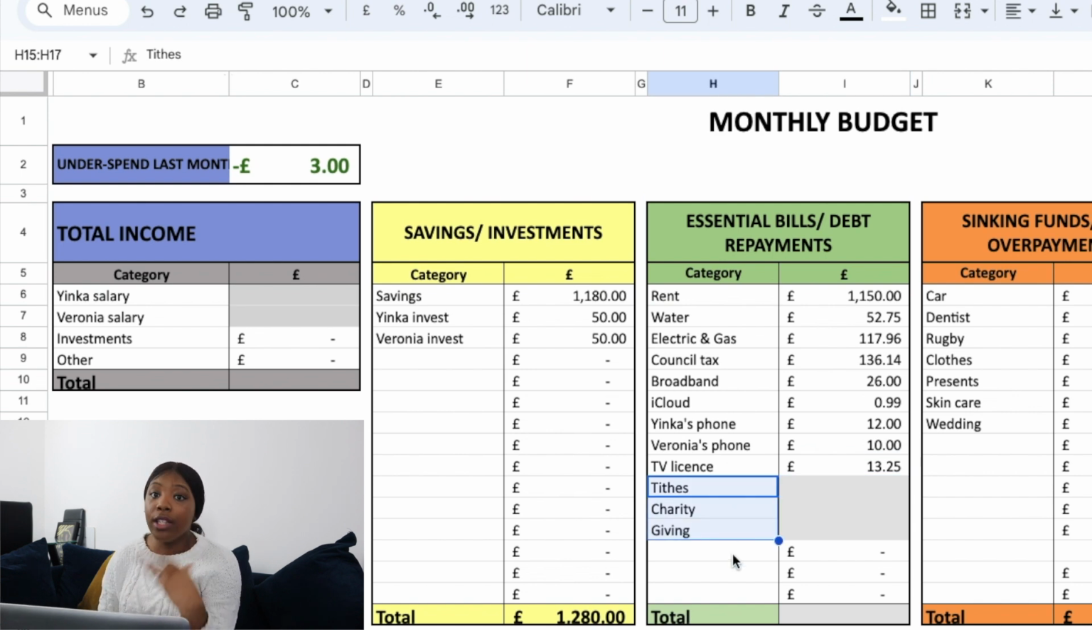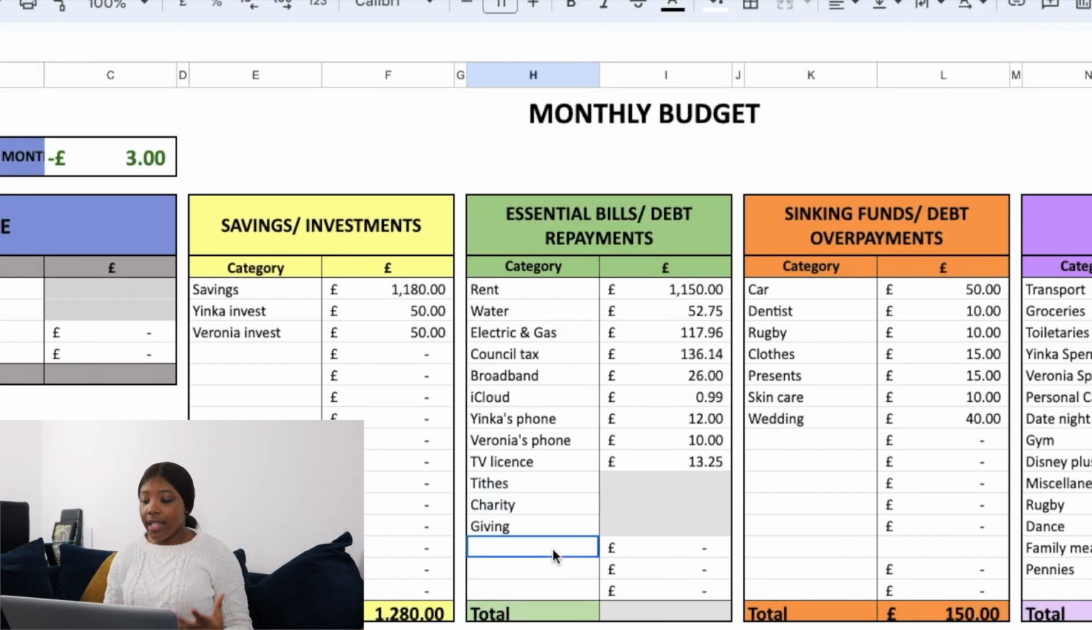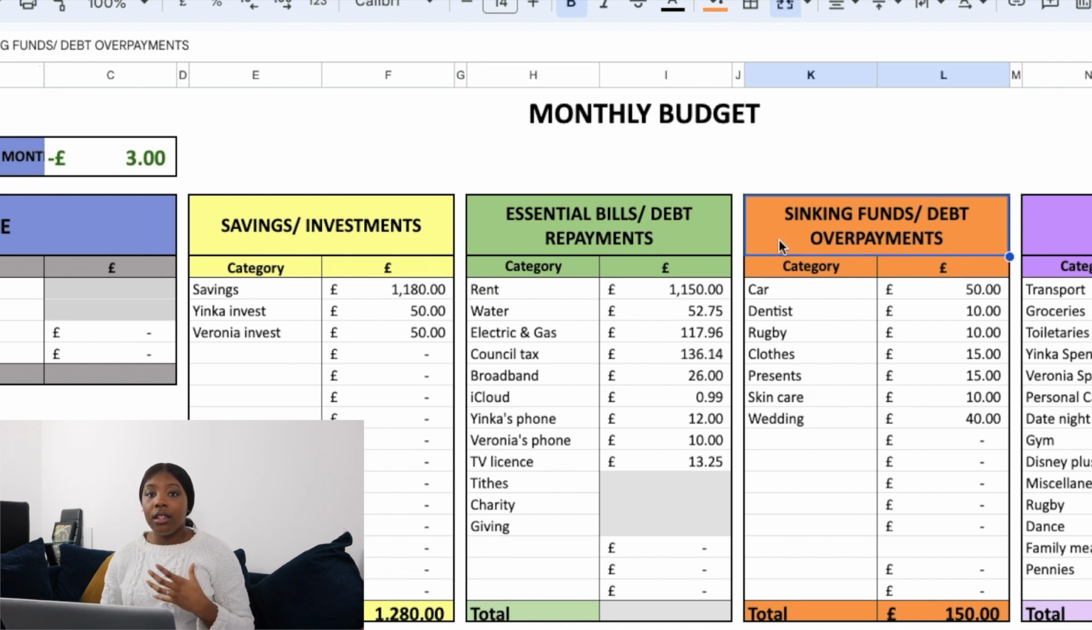So we will always give a proportion of our income, no matter what the economy is doing, no matter what the circumstances are. So that is essential to us, hence why it is under essential bills. Then we've got our sinking funds. So these are basically just expenses that you potentially want to save up for over time rather than just paying them straight out of your paycheck.